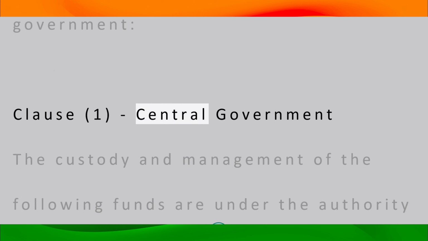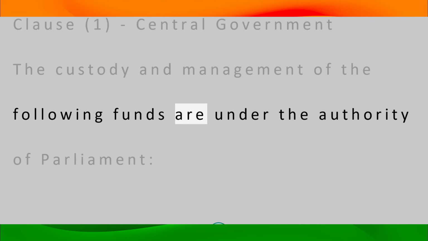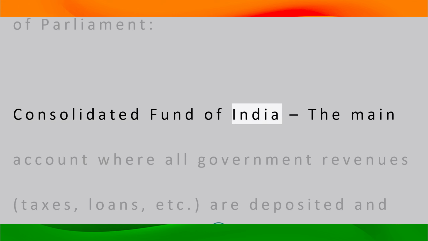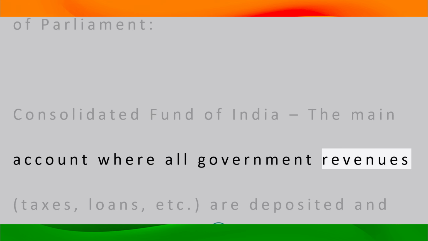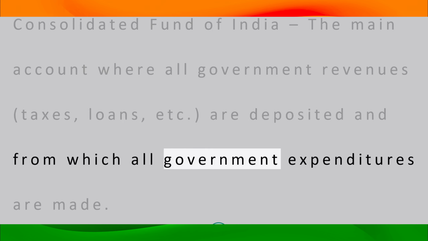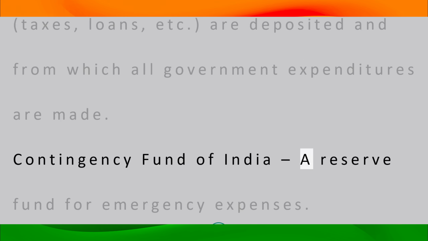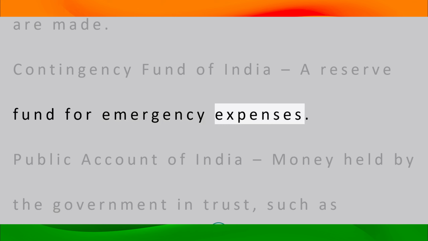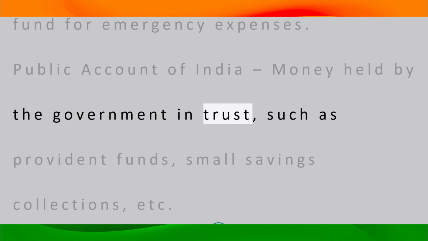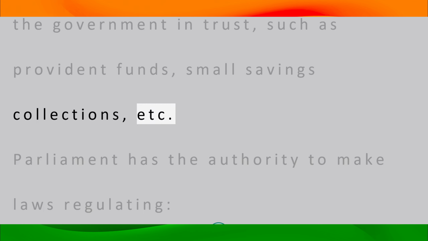Clause 1. Central Government. The custody and management of the following funds are under the authority of Parliament. Consolidated Fund of India, the main account where all government revenues, taxes, loans, etc. are deposited and from which all government expenditures are made. Contingency Fund of India, a reserve fund for emergency expenses. Public Account of India, money held by the government in trust, such as provident funds, small savings collections, etc.